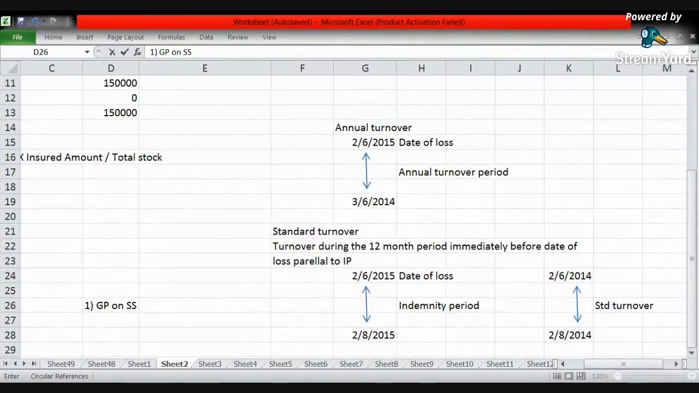This is the first claim. Second claim, claim for additional cost of working. That's your second claim. Claim for additional cost of working. What is claim for additional cost of working?